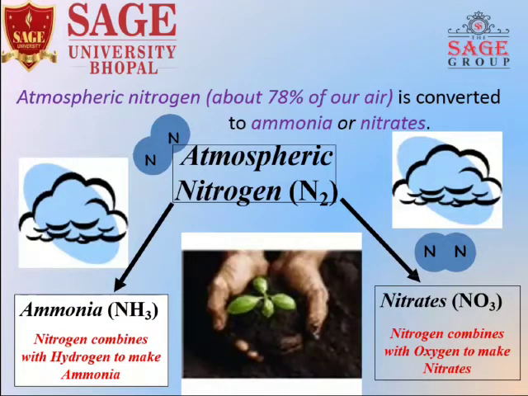Atmospheric nitrogen, that is N2, is converted into ammonia or nitrate. Atmospheric nitrogen makes up about 78% of our air. When atmospheric nitrogen N2 is broken, it forms ammonia, NH3, and nitrate, NO3.